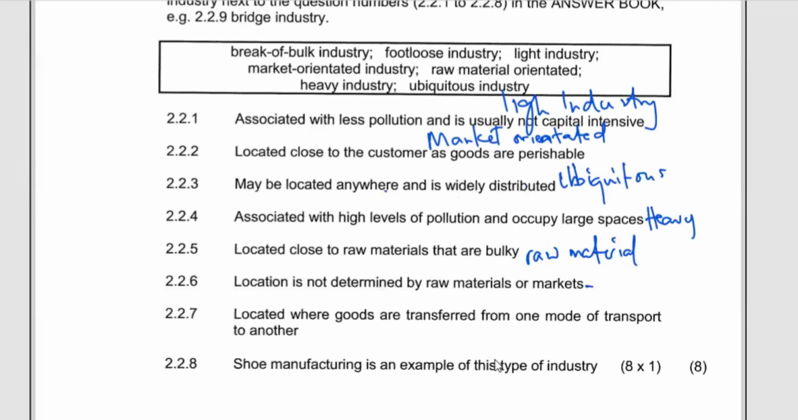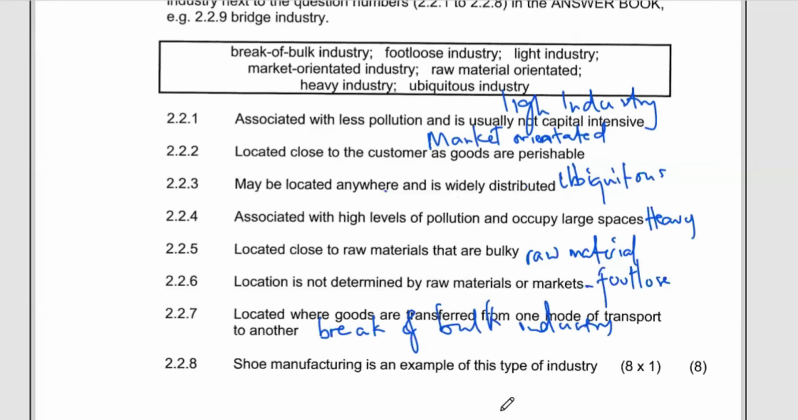Location is not determined by raw materials or markets. That is a footloose industry. They can move strategically. They are not tied to the source of raw material or to the market. They can locate anywhere. It's footloose. Then located where goods are transferred from one mode of transport to another. This is a break of bulk industry.